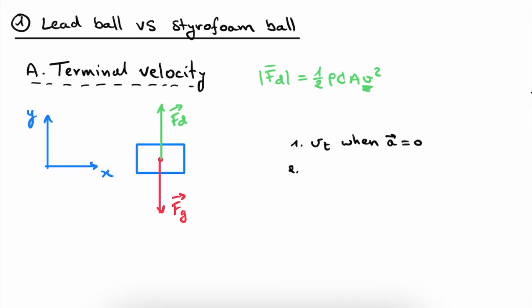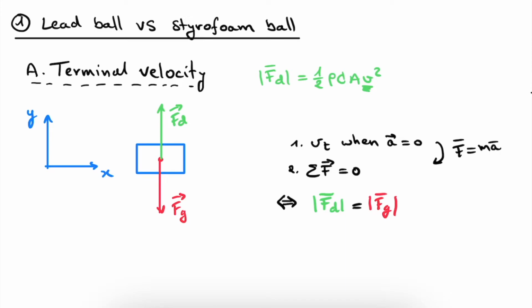And we know that the acceleration is 0 when the net forces acting on the object are of course 0, which is a direct consequence of our trusty Newton's second law, F is equal to m times a. And because we know that the net forces have to be 0, so all of the forces have to cancel each other out, we see that at this terminal velocity, the magnitude of the drag force has to be equal to the magnitude of the gravitational force, because at this point they cancel each other out perfectly.